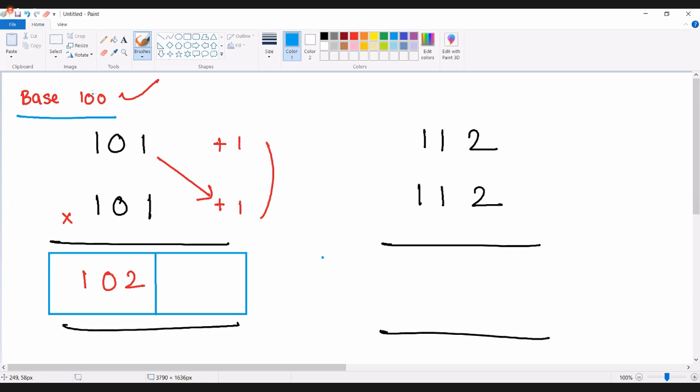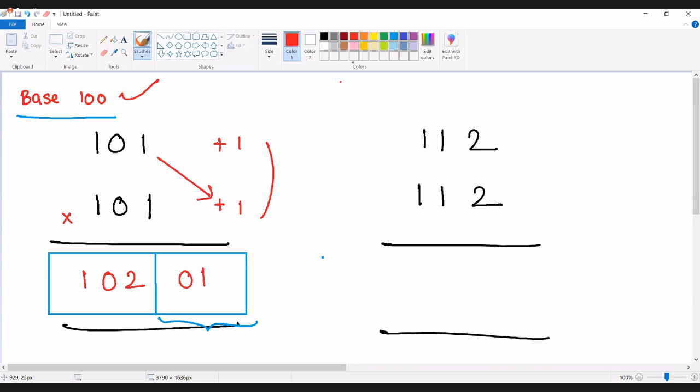That is the reason the product of the deviation should always occupy only 2 digits. If you get less than 2 digits, make it 2 digits. If you get more than 2 digits, take only 2 digits and send the remaining as carry. That is the reason if it is 101 into 101, 101 plus 1 is 102, 1 into 1 is going to be 1, but we have to take it as a 2-digit number. That's why I'm writing it as 01.